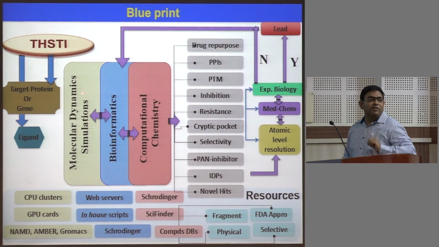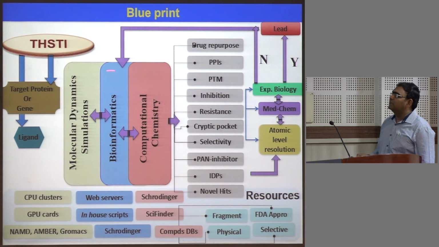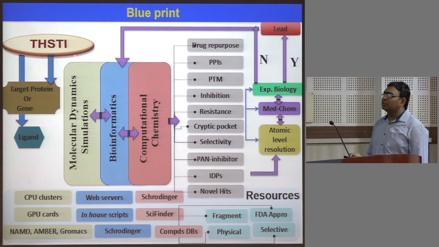Overall, this is my working area, my blueprint. In THSTI, if we get to know the information about a target protein, we have different PPIs working in this area to identify the target on the respective gene. And if we also have the information about the ligand, well and good, most welcome. If we don't know, we have to generate this information, and these are the tools.